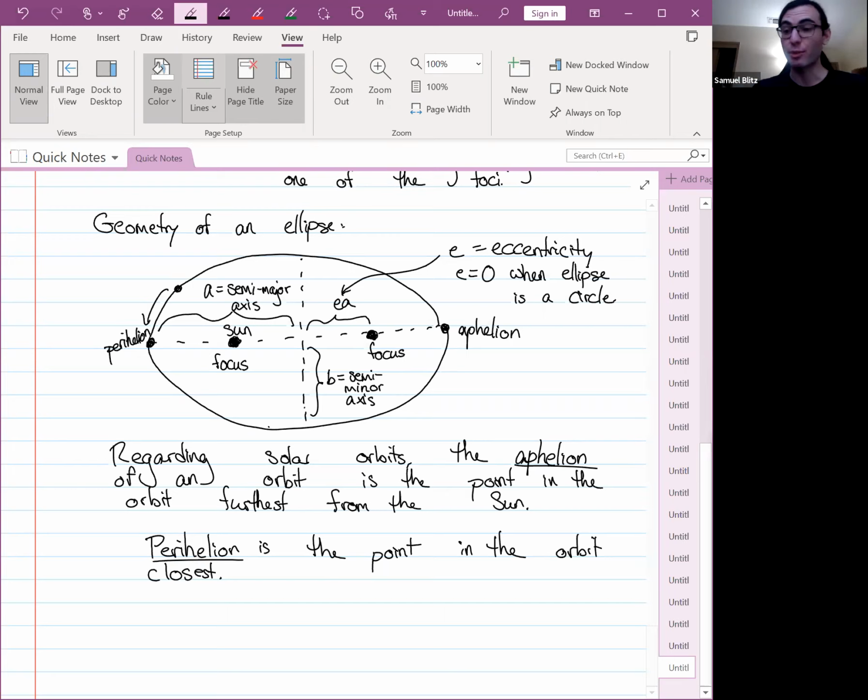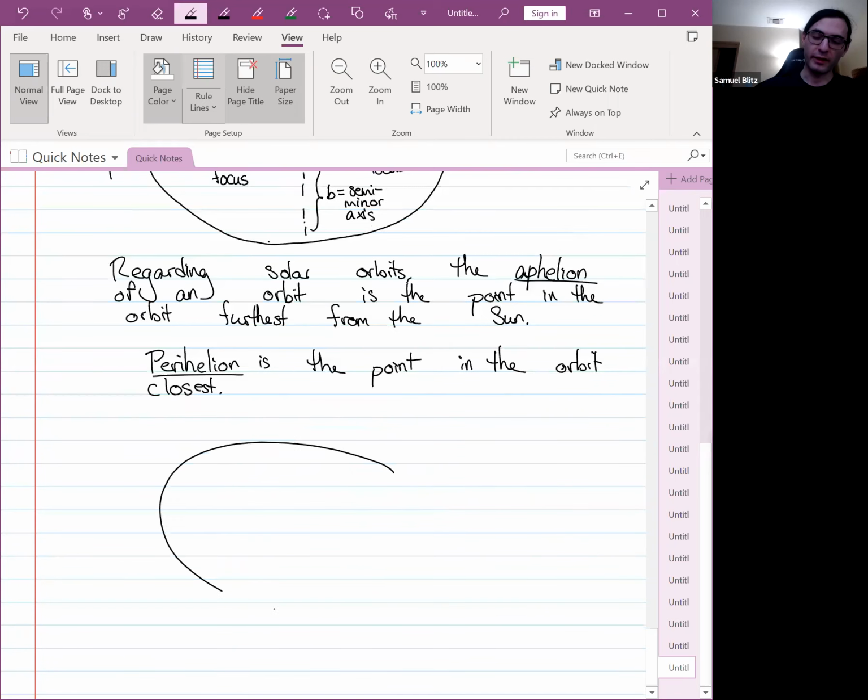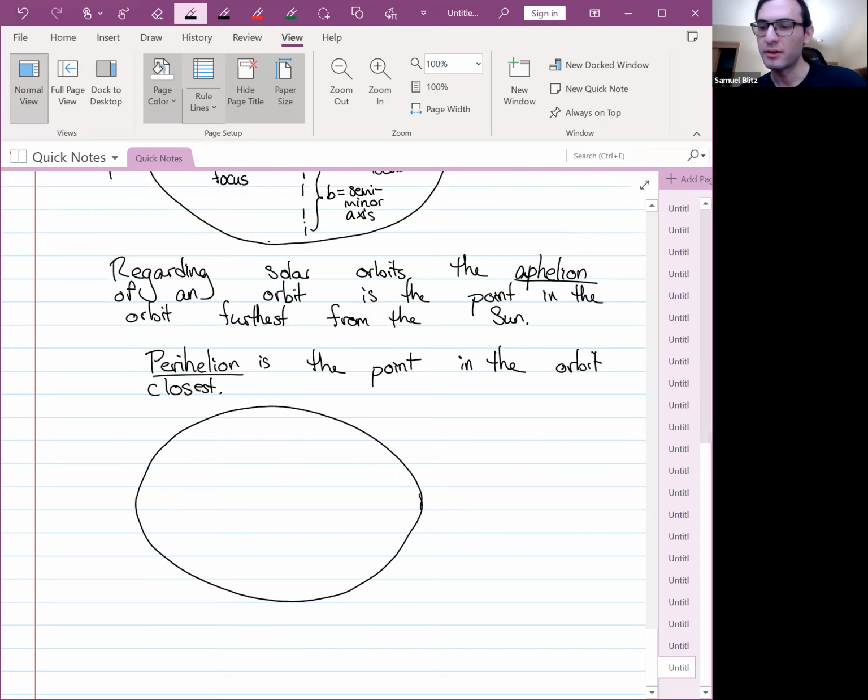So we can describe the shape of the ellipse mathematically relatively easily. So let's draw another ellipse. Oh, it's so bad. It's like an egg. There we go, that's better.